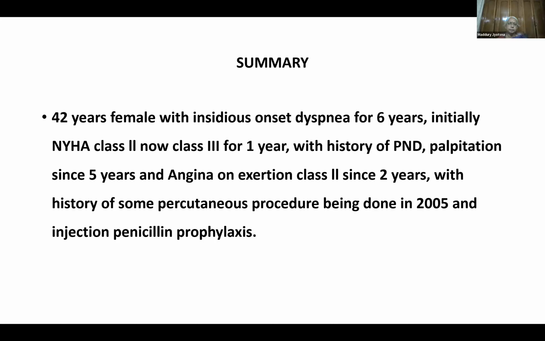Okay. So what madam was asking just now, that we want to split the diagnosis, how will you proceed? Angina on exertion, and you say there is some procedure being done in 2005. So what is your thinking behind it? It can be, sir, BMV or AVBD, which was done in 2005.